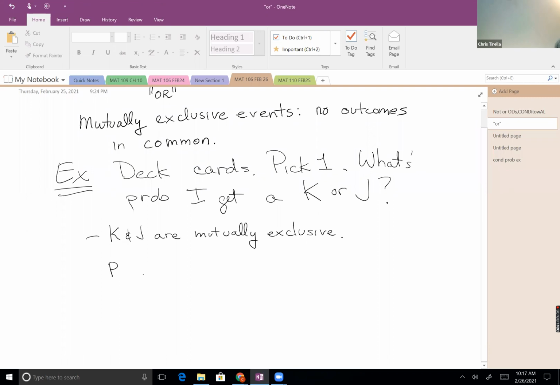If I ask for the probability of a king, that probability would be 4 kings out of the 52 cards. So what would the probability of a jack be? 4 out of 52. So there are 4 kings, there are 4 jacks. None of them are the same cards. So does it make sense that the probability of a king or a jack would be 8 out of the 52 cards?